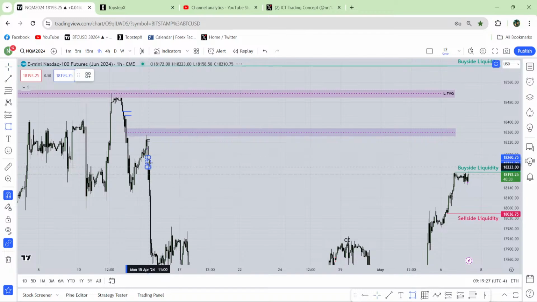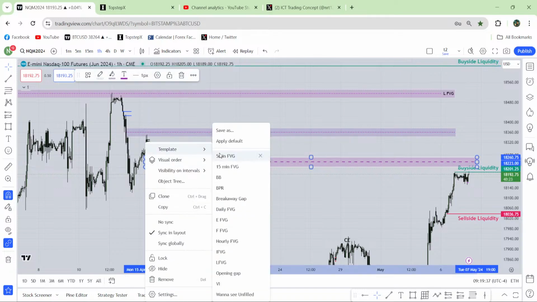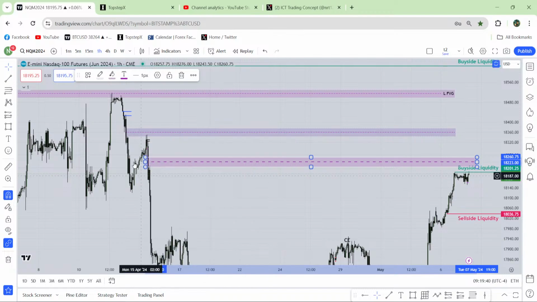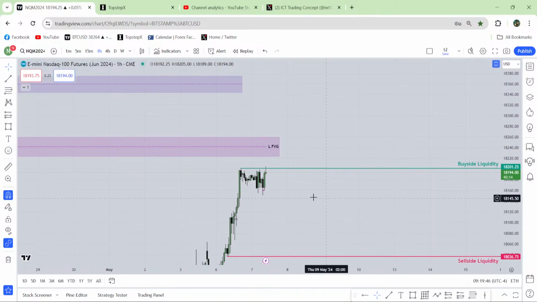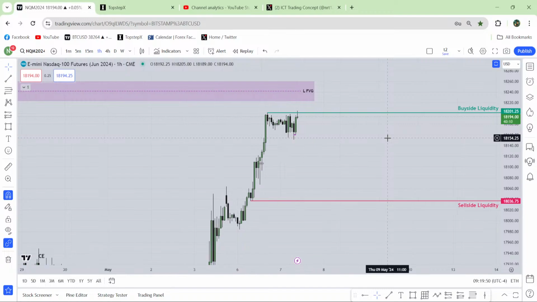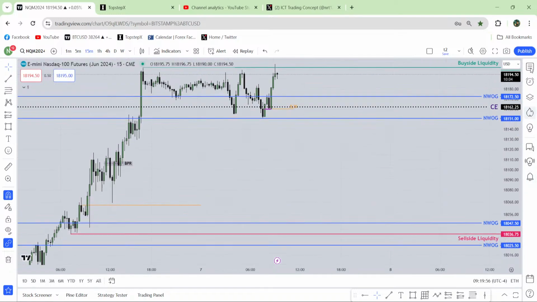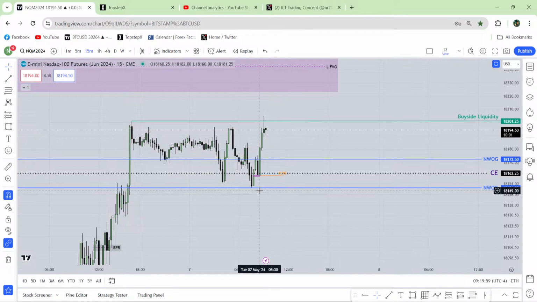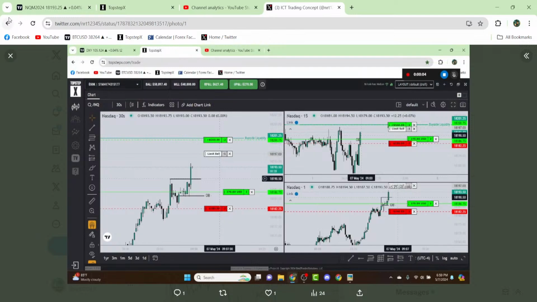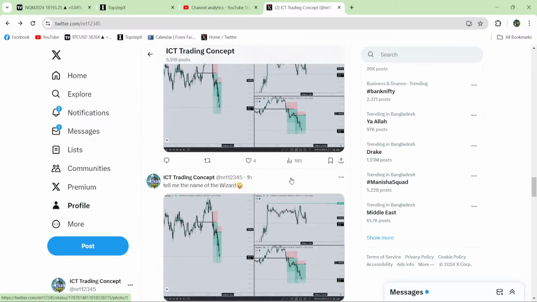I'm bearish for today. And to be honest, I would love to see that market will go lower. Market just came here to the low of the new week opening gap, went higher, and took all the buy side liquidity I marked in the morning.